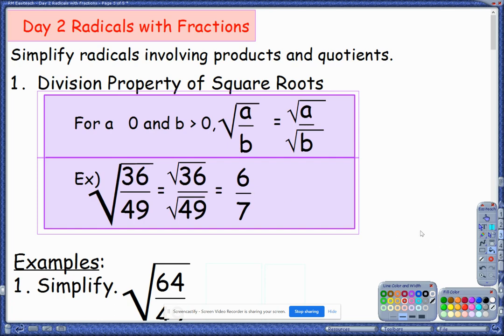So we have the square root of 36 over 49. You must recall that 36 and 49 are both perfect squares. So we put the radical on the numerator as well as on the denominator separately. Radical 36 becomes 6 and radical 49 becomes 7. So let's try a few.